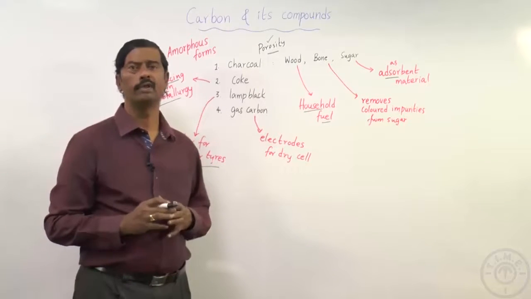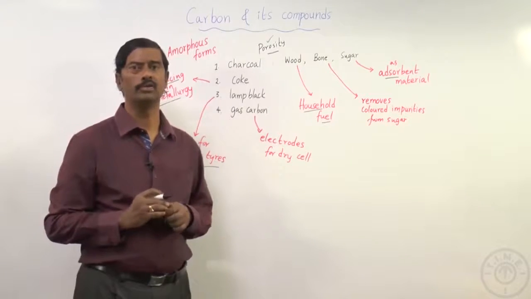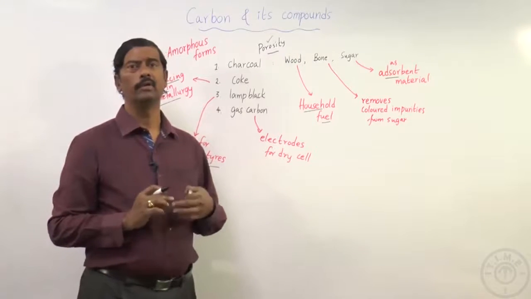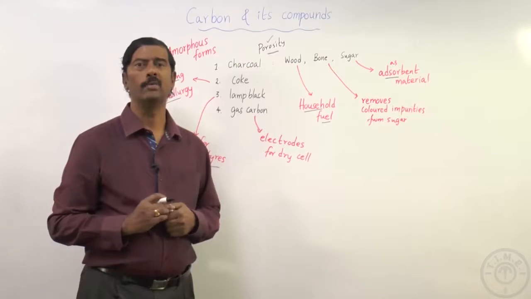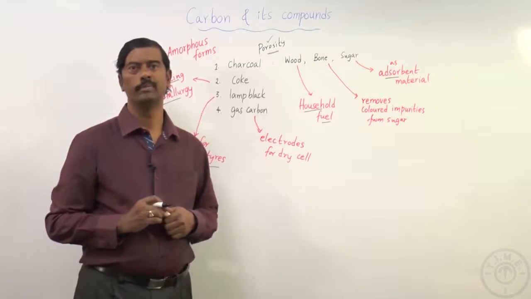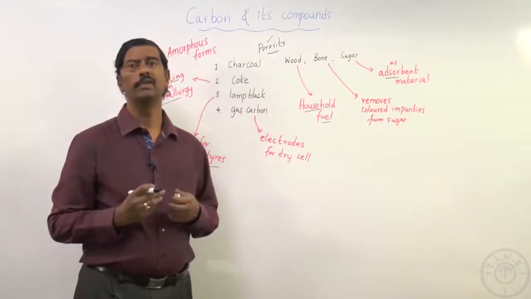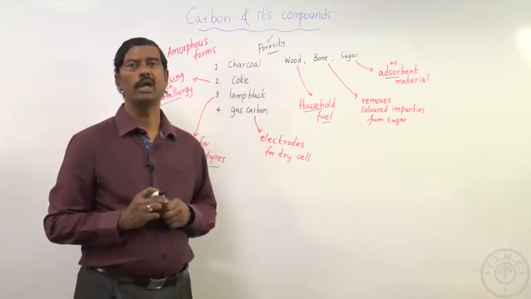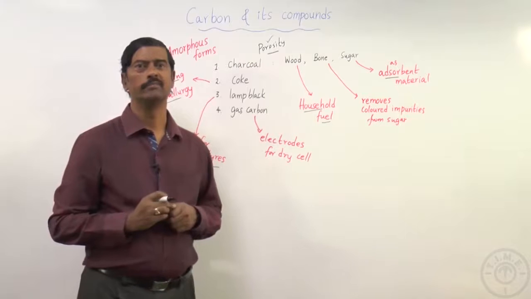So like that we have different applications of the amorphous forms too, and wherever needed a particular allotrope of carbon is made use of, and because of its varied applications we again say that carbon has got extensive applications.